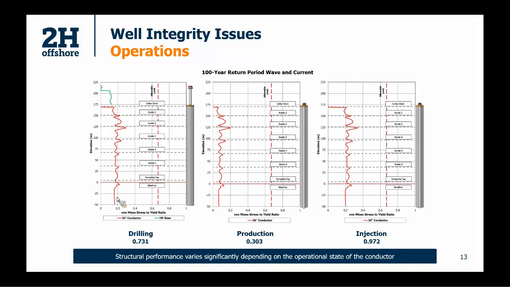Note that that reduces quite significantly to 0.303 as we move into production. And again, that's because we have a lot less compressive loads, so our susceptibility to buckling is reduced. Injection, on the other hand, because we're increasing the compression, sees an increase in that IR value up to 0.972.